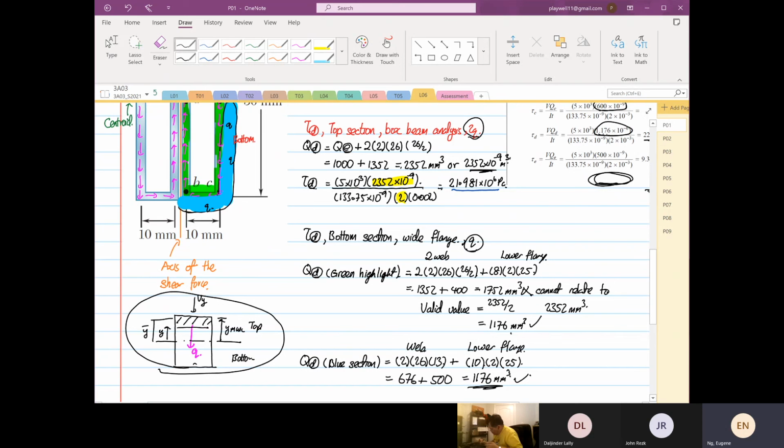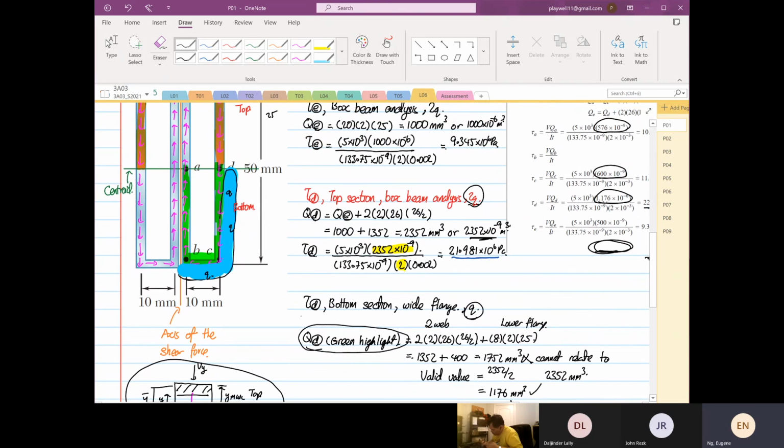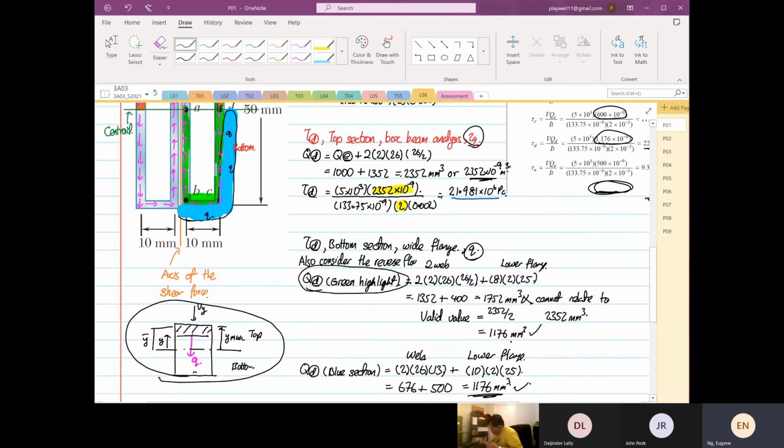So when we did this one, when we consider the reverse flow, the first moment of area was 1752 millimeter cube, and that is not right because we cannot relate to 2352. So 2352 is from here. This is from the top, right?